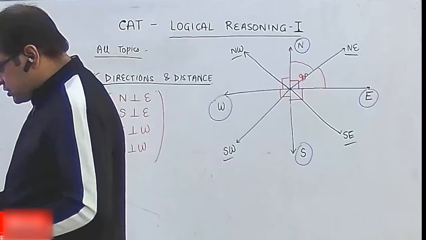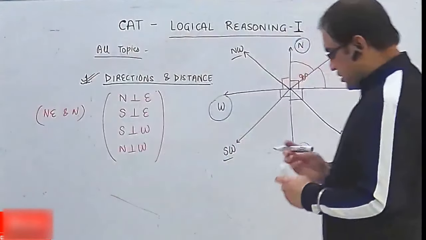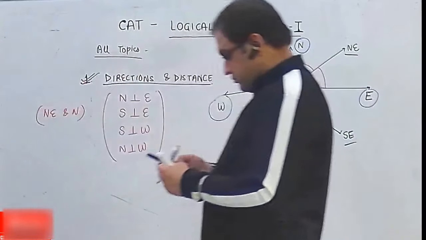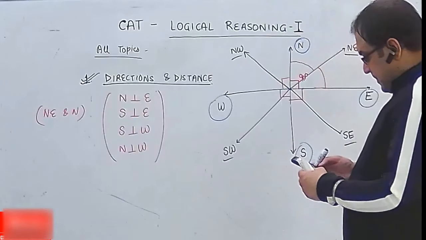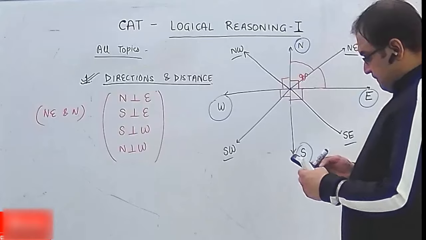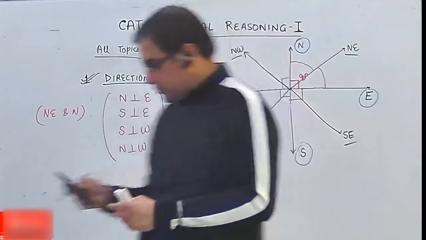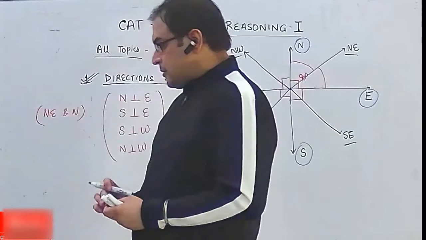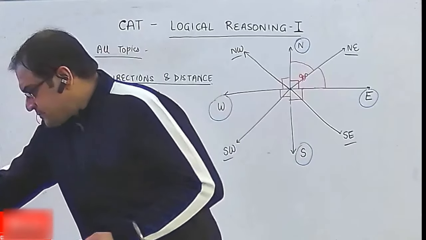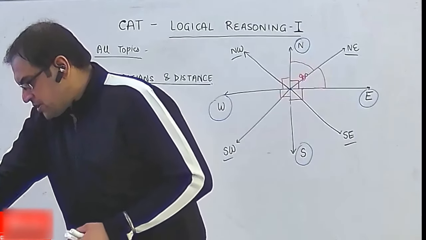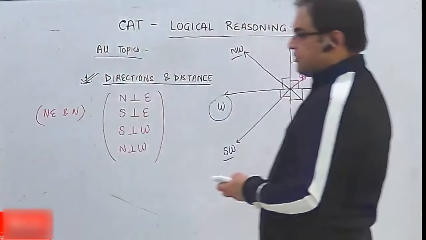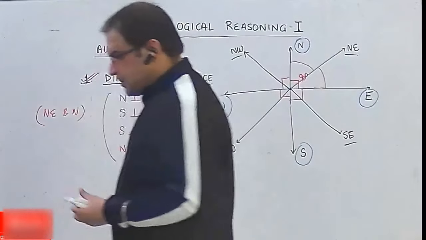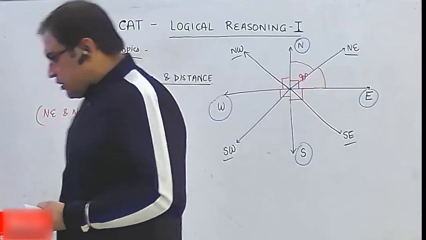So kindly write in the comment box, students. What is the angle of northeast with north? Yes, students. Akshit says 45 degrees. All right. Others are not giving any answers.